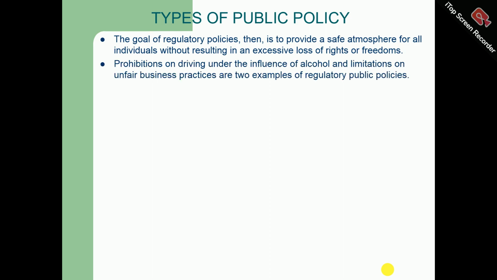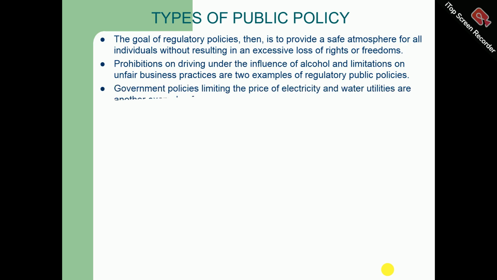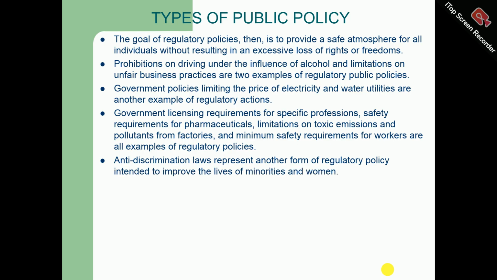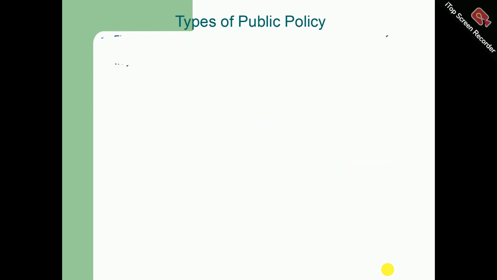Prohibitions on driving under the influence of alcohol and limitations on unfair business practices are two examples of regulatory public policies. Government policies limiting the price of electricity and water utilities are another example of regulatory actions. Government licensing requirements for specific professions, safety requirements for pharmaceuticals, limitations on toxic emissions and pollutants from factories, and minimum safety requirements for workers are all examples of regulatory policies. Anti-discrimination laws represent another form of regulatory policy intended to improve the lives of minorities and women.